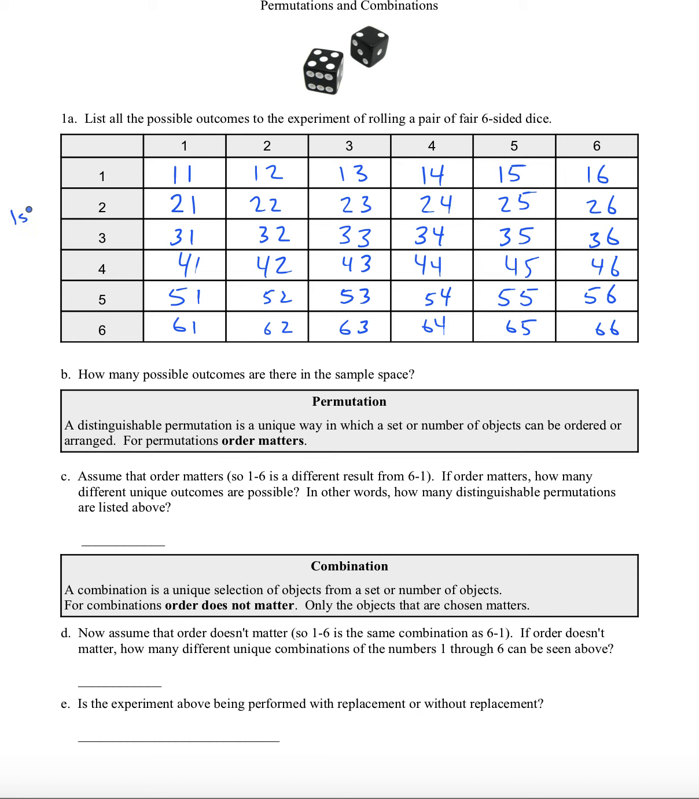The column on the left represents the outcome of the first roll. The row on top represents the result of the second roll. And if we just pair them together, then we'll have an outcome for the entire experiment, which is a two-digit number.